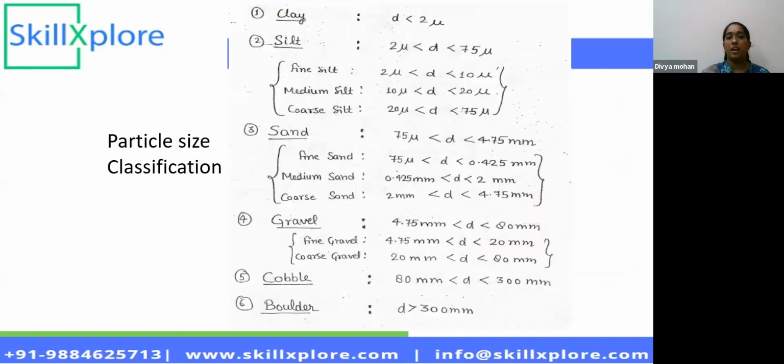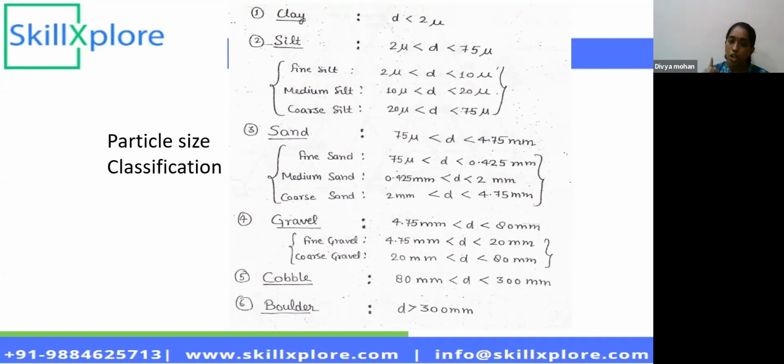And this is the particle size classification chart. We all know that clay particles are much smaller than 2 micron, and the silt particles range from 2 micron to 75 micron. The sand ranges from 75 micron to 4.75 mm, and then there is gravel. Gravels are from 4.75 mm to 80 mm, the cobbles are 80 mm to 300 mm, and the boulders are greater than 300 mm.